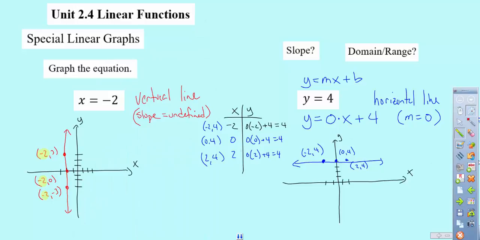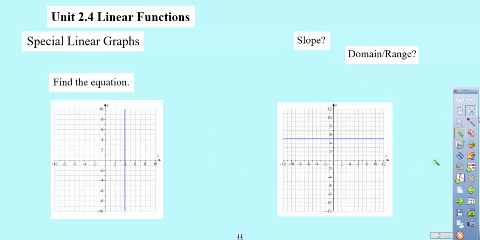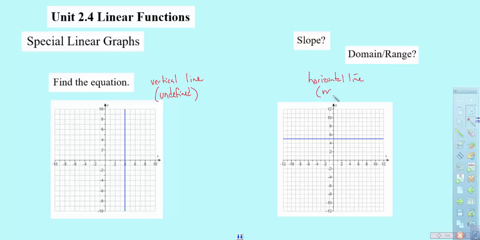Let me hit pause and slide forward and make sure we got everything covered we need. So here's a couple examples to take a look at. What would be the equations? Well, clearly this is a vertical line. So by definition, our slope is undefined. This is a horizontal line. So our slope is equal to 0. This would be x equals 4. This would be y equals 5.